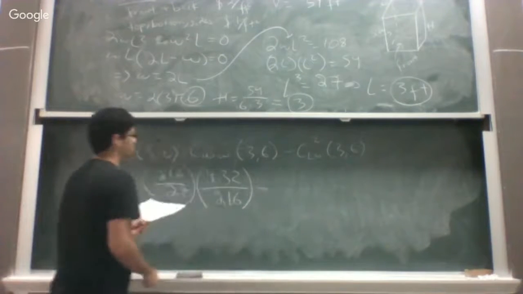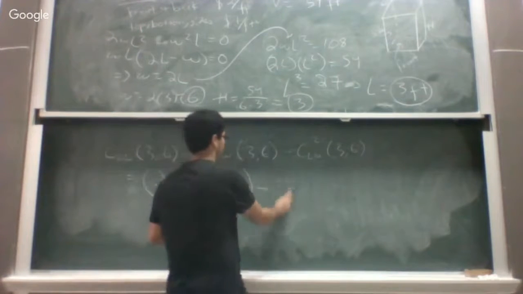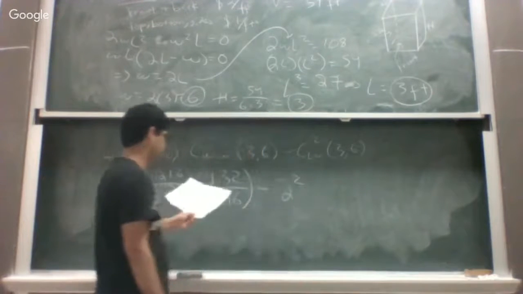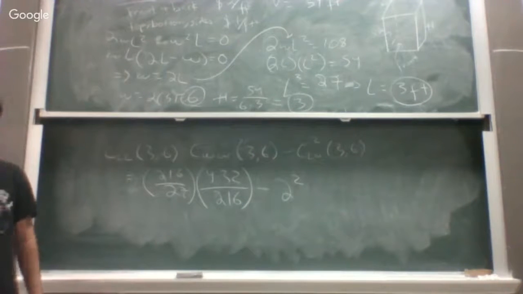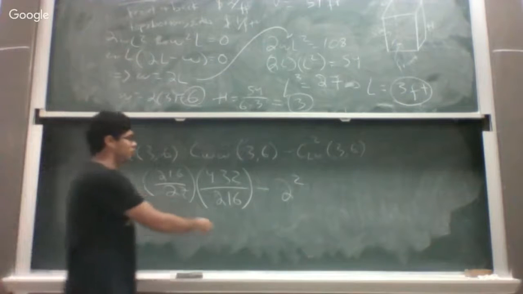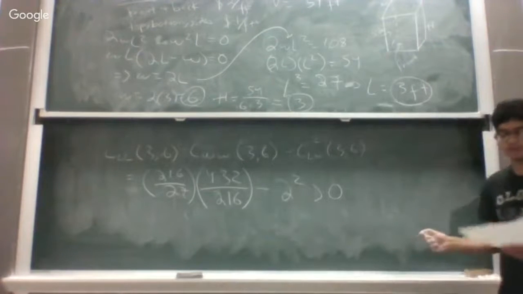Minus CLW was just 2, so it's 2 squared. So you don't actually need to solve it, but just by looking at it, you know it's greater than 0, right? Just by looking at it, you know it's greater than 0.